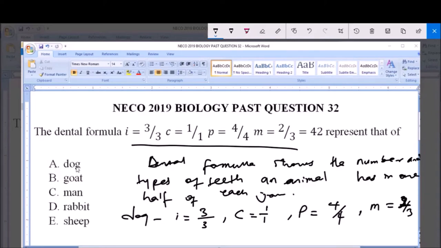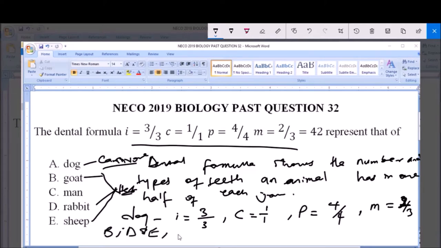Then option B, option D, and option E are all herbivores. Remember, dog is a carnivore, and carnivores have the same dental formula, but goat, rabbit, and sheep are herbivores and they have the same dental formula. So for option B, D, and E, they have the same formula.